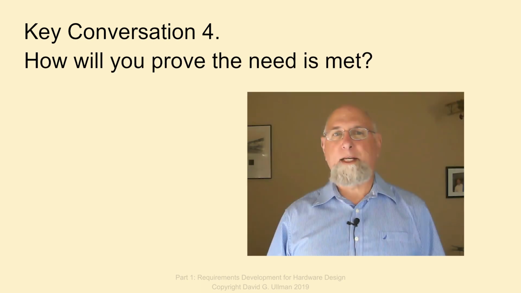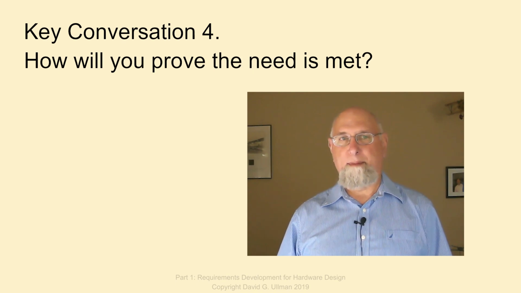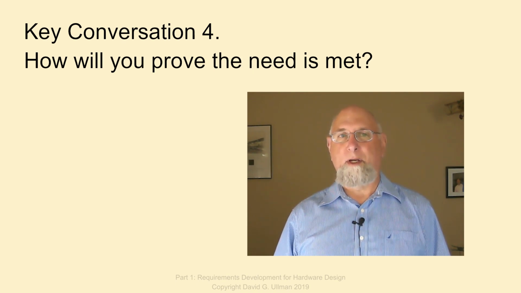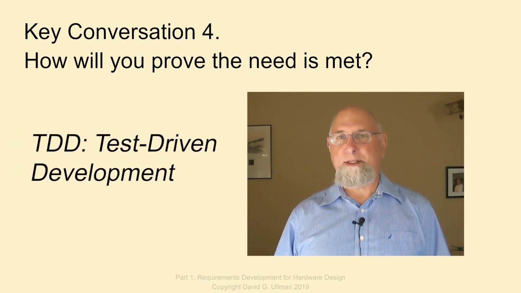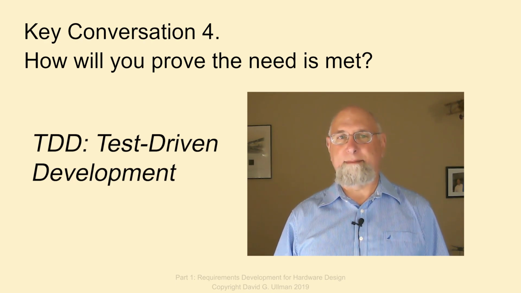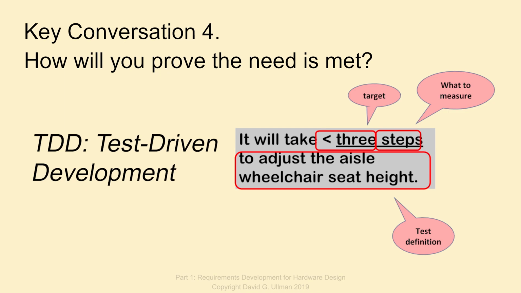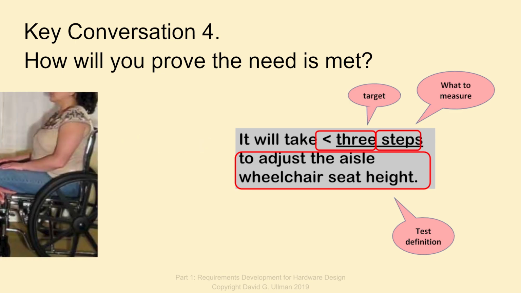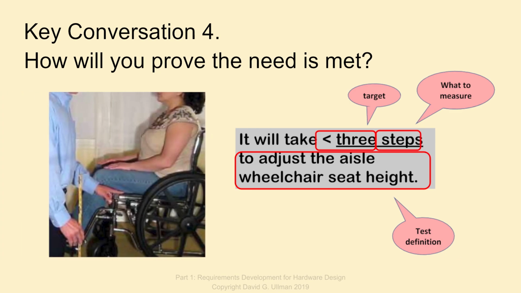And the final conversation answers the question, how will you prove the need is met? It is critically important that every requirement has a measure and a target. One way of forcing these is to think in terms of test-driven development, TDD. With TDD, the tests that prove that the requirement is met are defined as the requirement is developed. Here, one height positioning system measure, target, and test is shown.